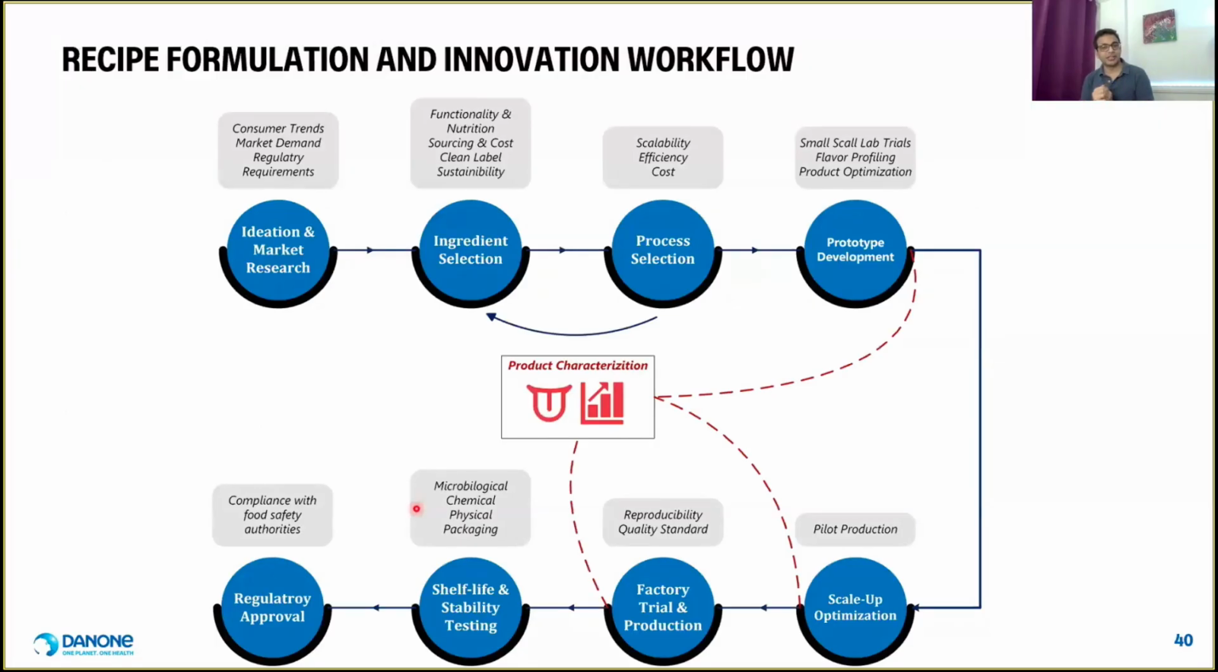And now going back to the product workflow, this was just one step in all of this. Now we have reached the end of the lab scale. Now this is going to go to the pilot plant. We're going to test scalability, then factory runs, and then the rest of the things.